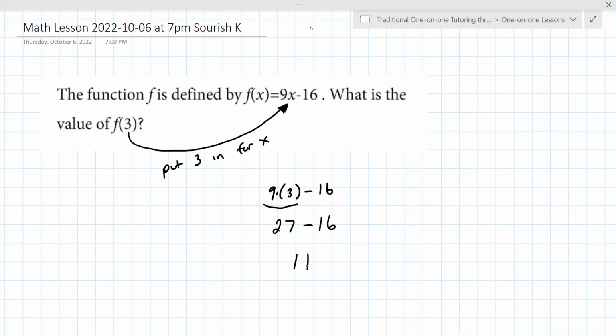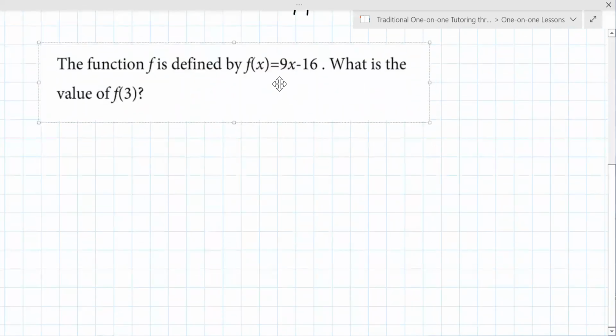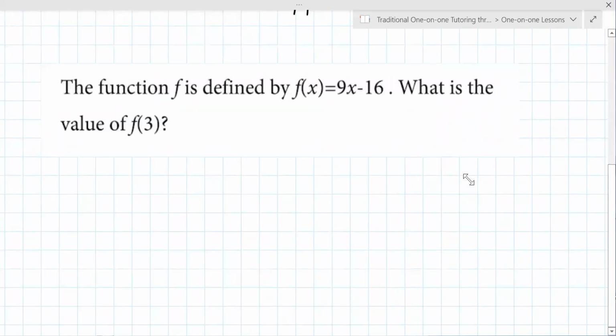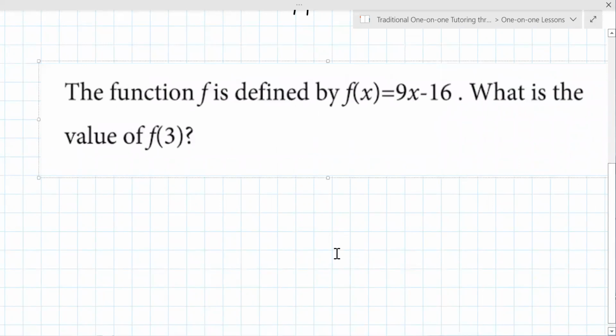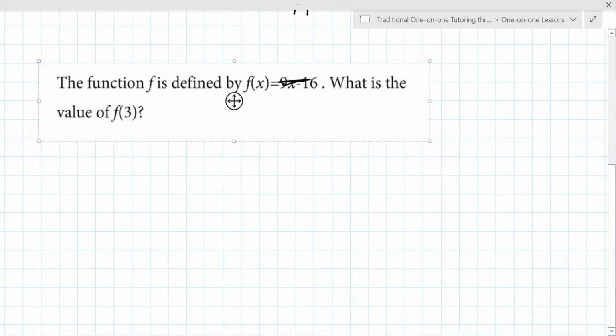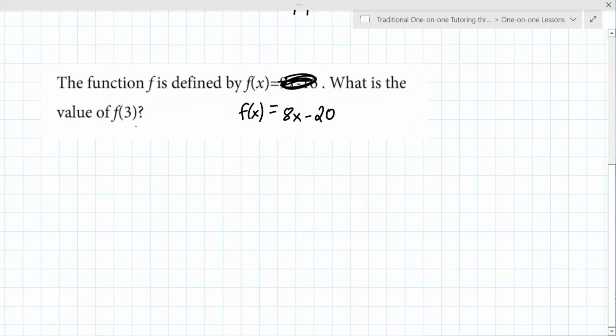All right. So we're going to do a similar problem here, and I'm going to just change the function. Are those from the SAT? Well, you're going to get different questions. We're practicing so that when you see something like this on the SAT, you know how to do it. So f of x is 8x minus 20. I want you to calculate f of 3.